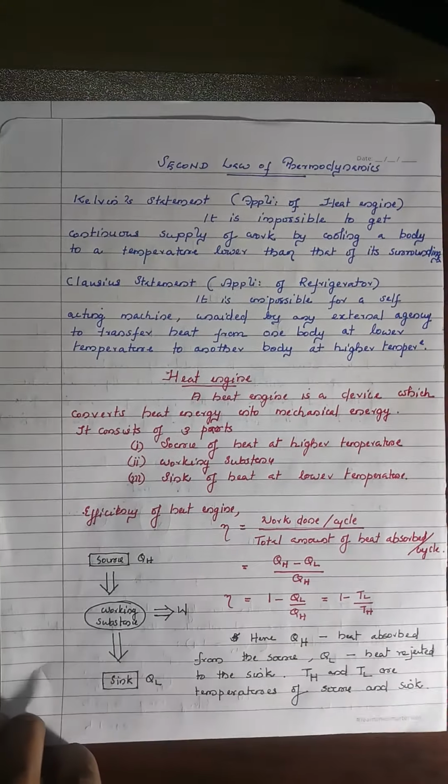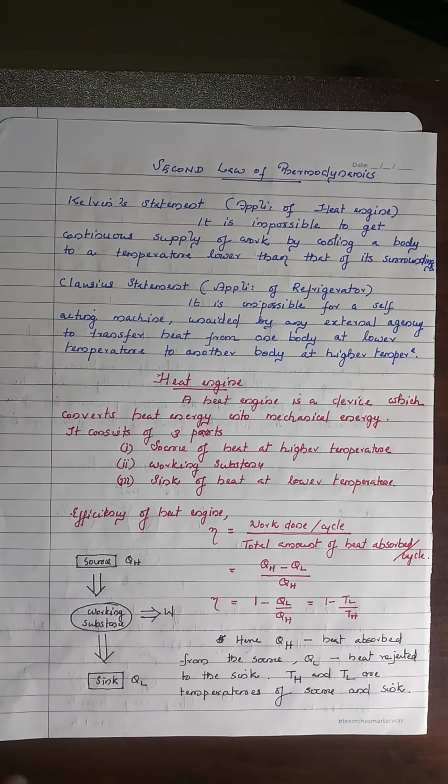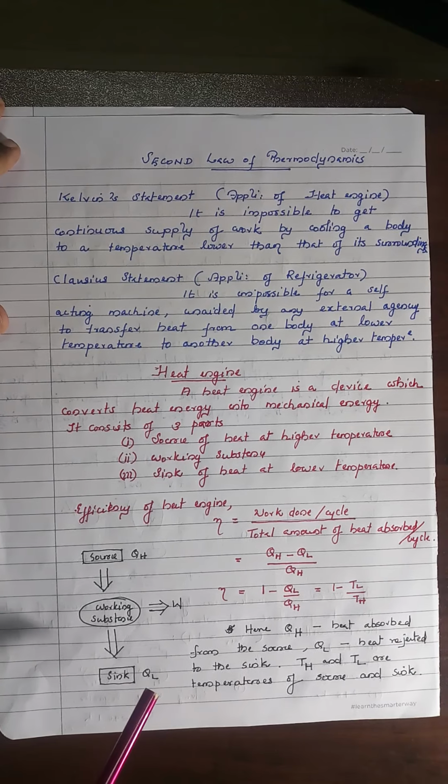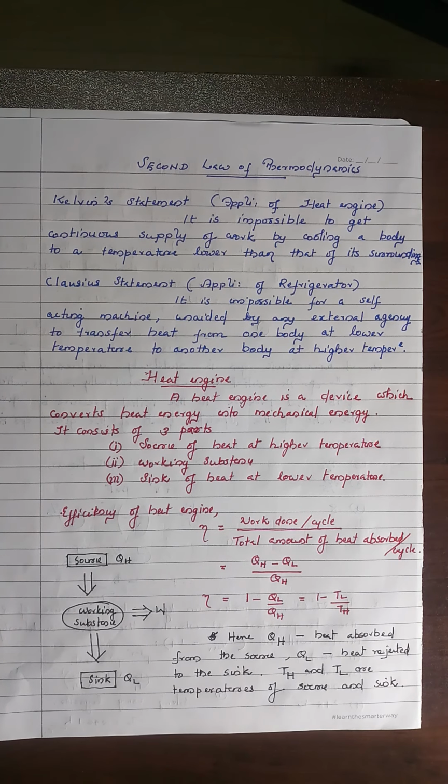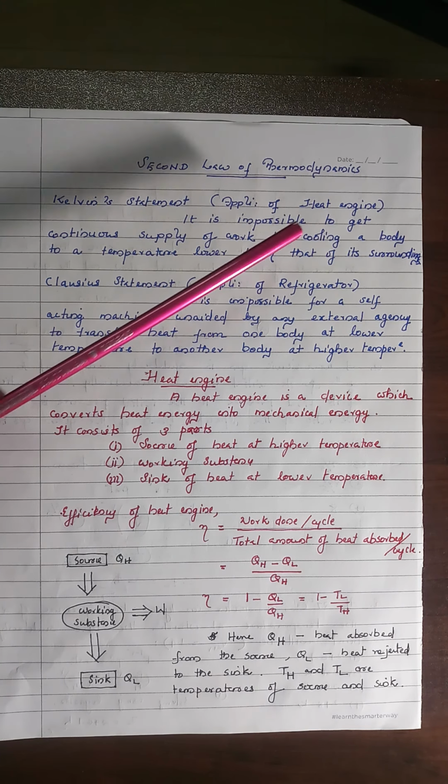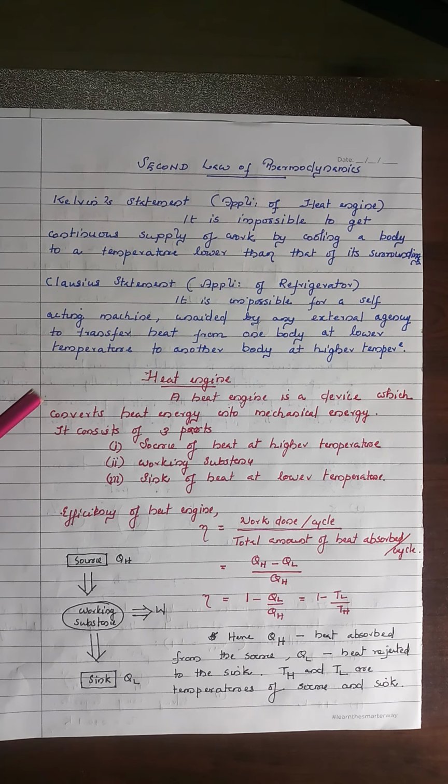The next is the second law of thermodynamics, a very important concept. One question we can expect from this area. For the second law of thermodynamics, we have to get the principle of heat engine and refrigerator, and hence the second law of thermodynamics is expressed in two forms. The first one is the Kelvin statement. Carefully you must read it. It is impossible to get a continuous supply of work by cooling a body to a temperature lower than that of its surroundings.